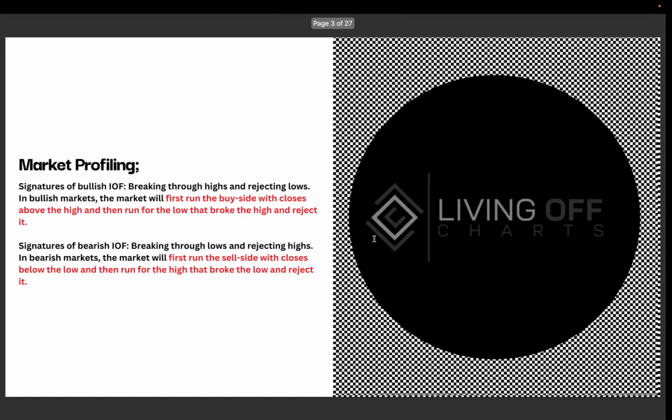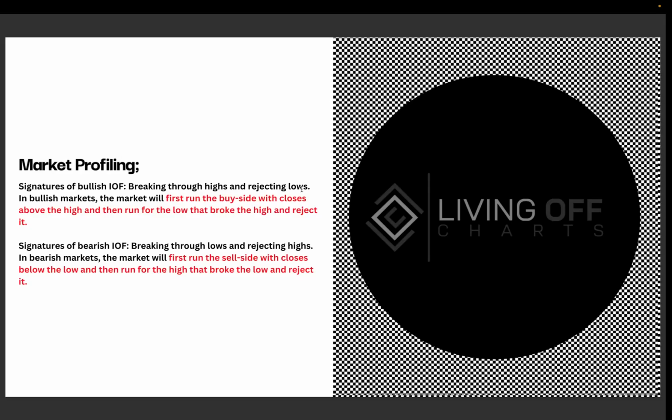One of the most important ways that the double purge helps you in the market is it's a way to profile the market. Anytime you open up a chart, what is the first thing I personally do? It's profile the market. You need to know, is it bullish, bearish, or is it consolidating? And we don't participate in consolidation markets. So what are signatures of bullish institutional order flow? That's breaking through highs and rejecting lows.